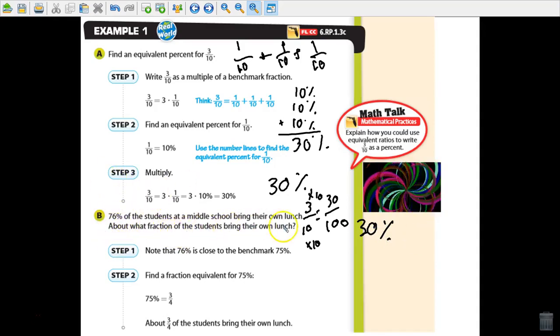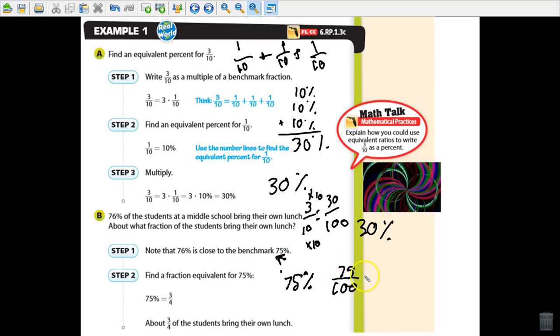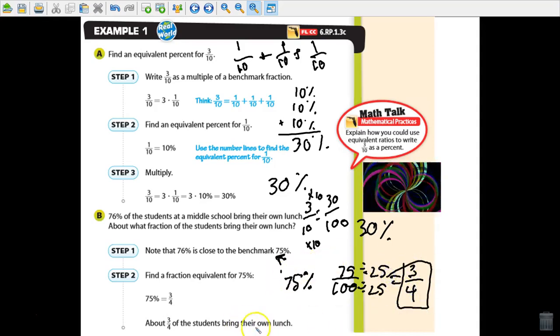76% of students at a middle school bring their own lunch. About what fraction of the students bring their own lunch? It's saying about what fraction, so the closest benchmark to 76% would be 75%. So what's 75% as a fraction? Well, let's simplify. That'd be 75 over 100 as a fraction. And then 25 goes into both of them, so I divide them both by 25. 25 is my greatest common factor. So about 3/4 of the students bring their own lunch.